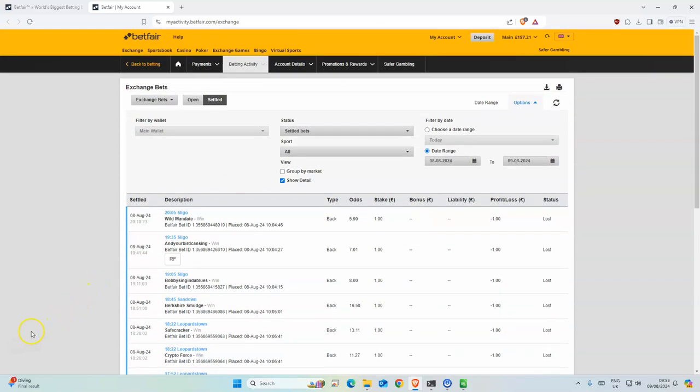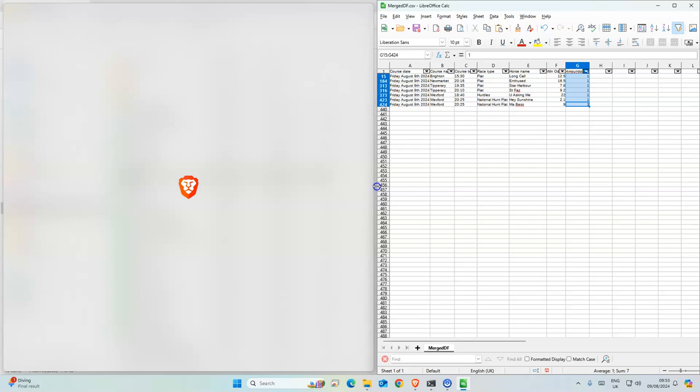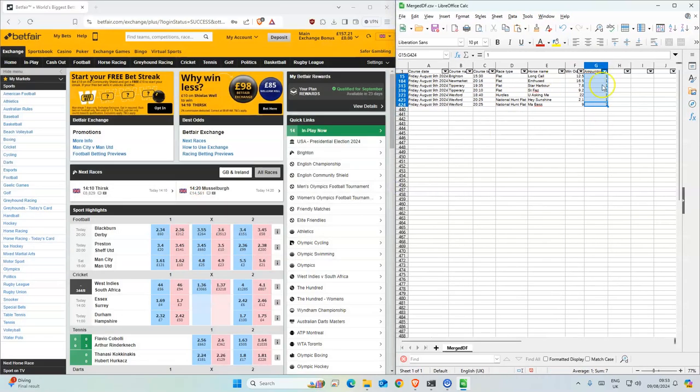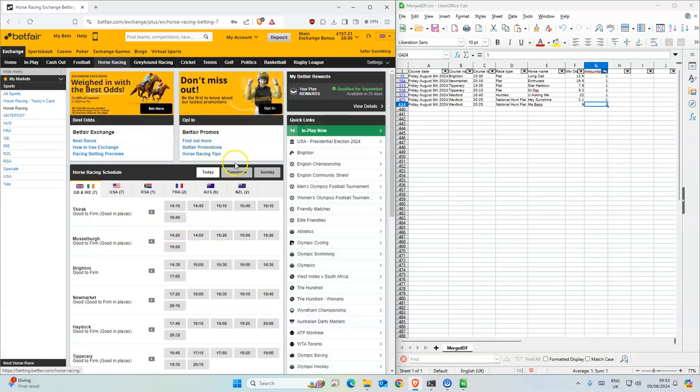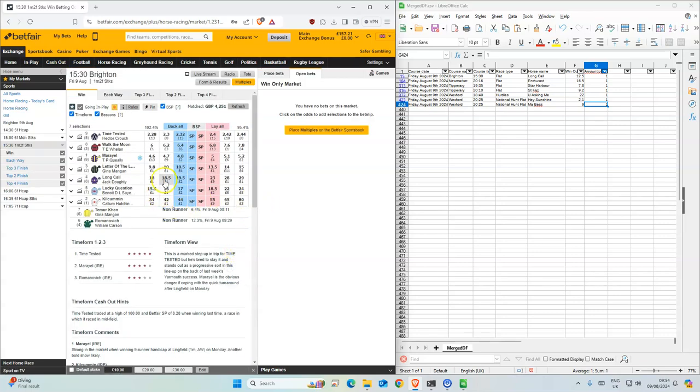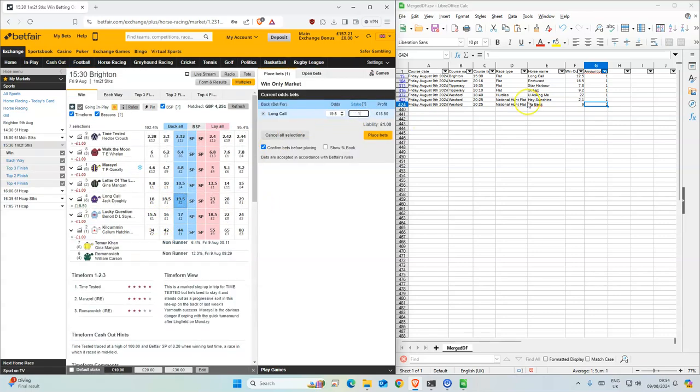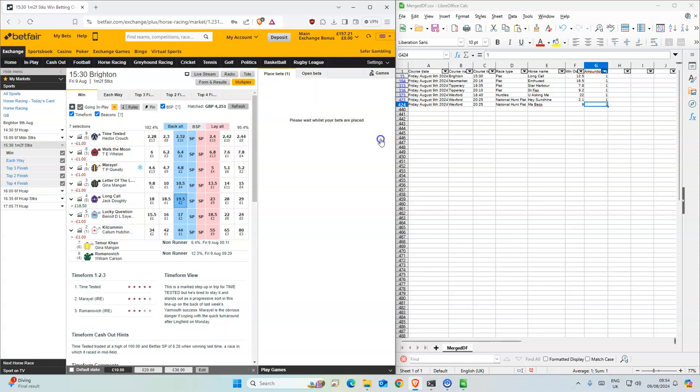Okay, so today we have seven selections altogether. No two stakes or anything like that, just simple ones. Okay, so let's start with the Brighton. 330. Long call. Oh, this has gone up a lot compared to what it was. So we'll take that.